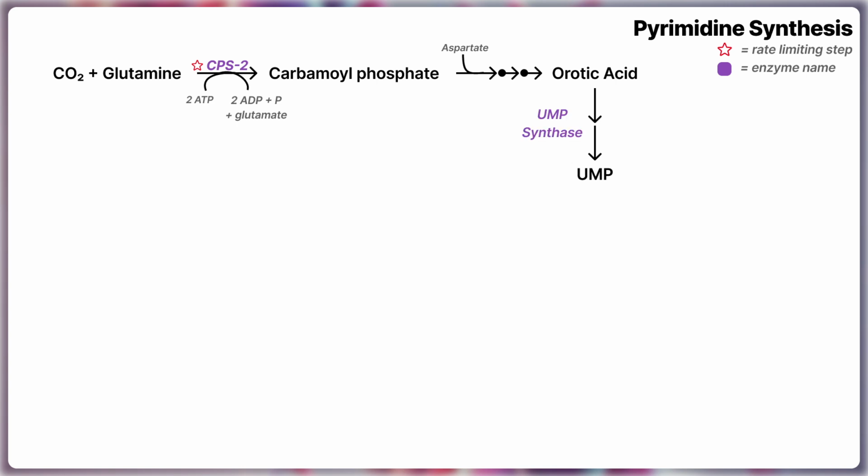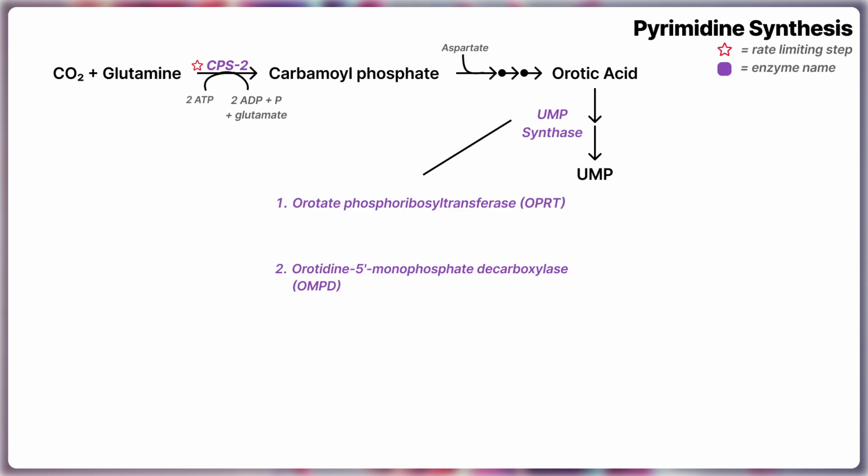Orotic acid is then converted to uridine monophosphate, or UMP for short, by the enzyme called UMP synthase. UMP synthase works in 2 very high yield steps that are represented by the 2 arrows. First, orotate phosphoribosyltransferase does whatever it says it's going to do, meaning that it transfers the phosphoribosyl group from phosphoribosyl pyrophosphate, and it attaches that group onto orotic acid to form OMP.